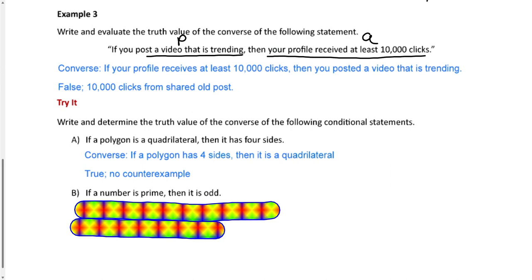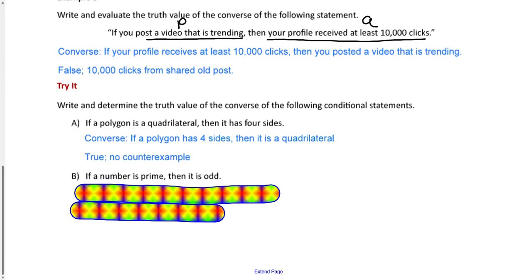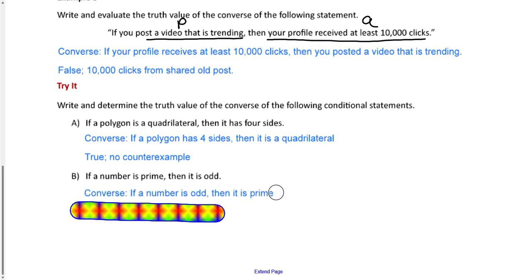Let's try it with another one. If a number is prime, then it is odd. We want to switch those around. So we are going to say if a number is odd, then you can state the beginning part, it is prime. So the converse is if a number is odd, then it is prime.